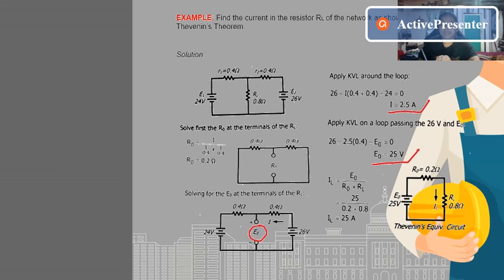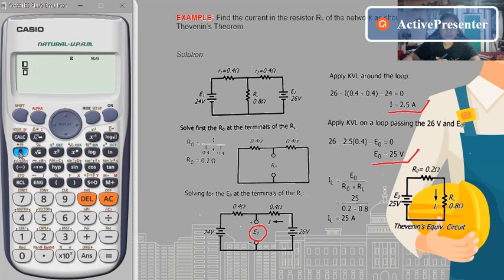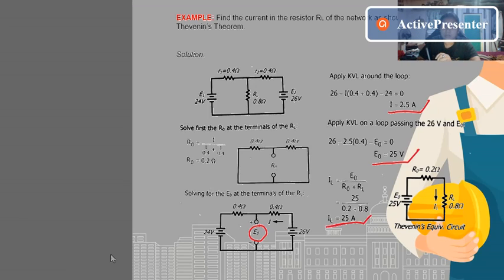So, na naman tayo, EO. So, pwede na nato ma-solve ang atuang IL. So, solving for IL. So, formula, EO over RO plus RL. Na-solve na nato. So, substitute. We have 25, our EO. Divide 0.2 plus 0.8. Our IL will be 25 amperes. So, this is our final answer for Thevenin's equivalent circuit.